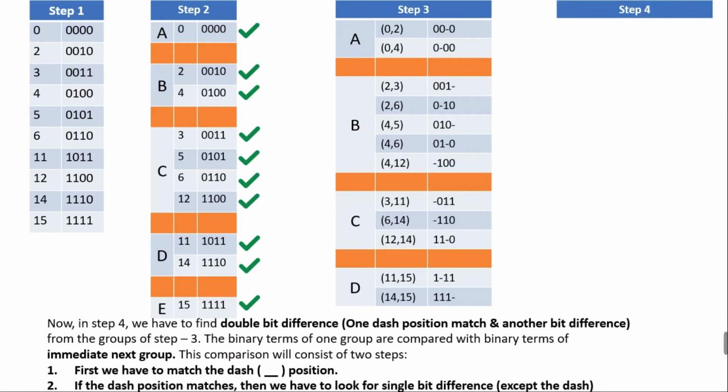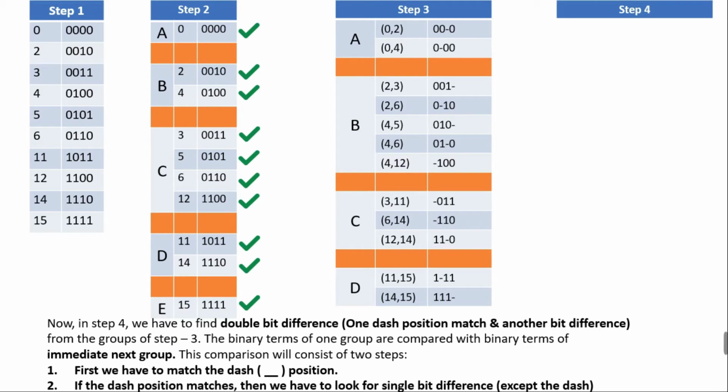What we're going to do in step 4 is find some double bit differences. So what do we mean by double bit differences? We need to compare all the main terms of group A in step 3 with all the main terms of group B, as pairs. So the 0 2 pair will be compared with 2 3, then with 2 6, and then 4 5, 4 6, and 4 12, and the similar thing will be done for the 0 4 pair too.